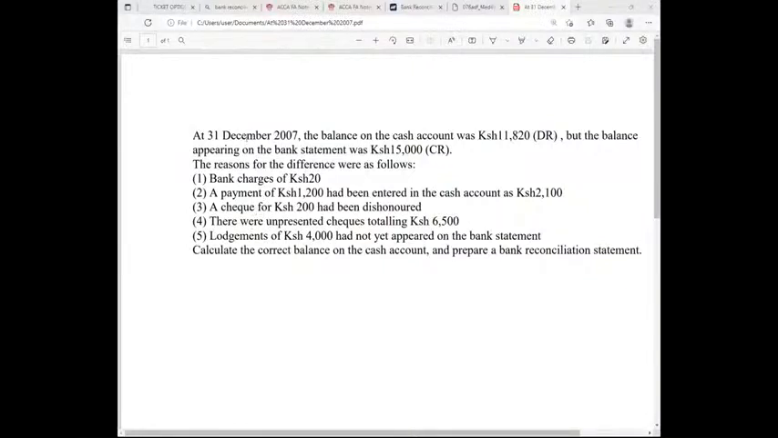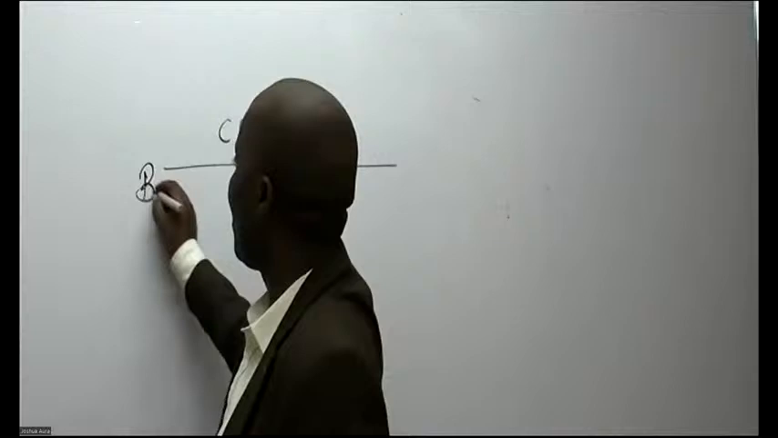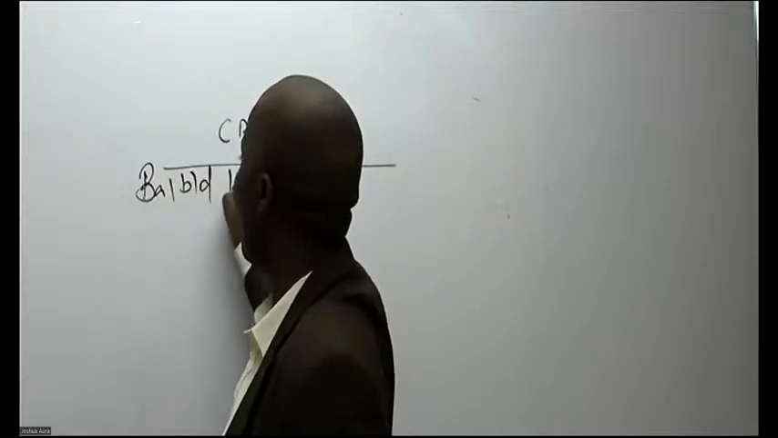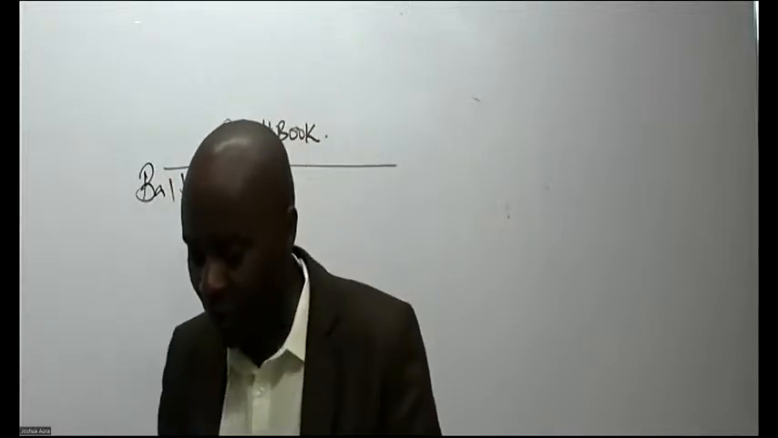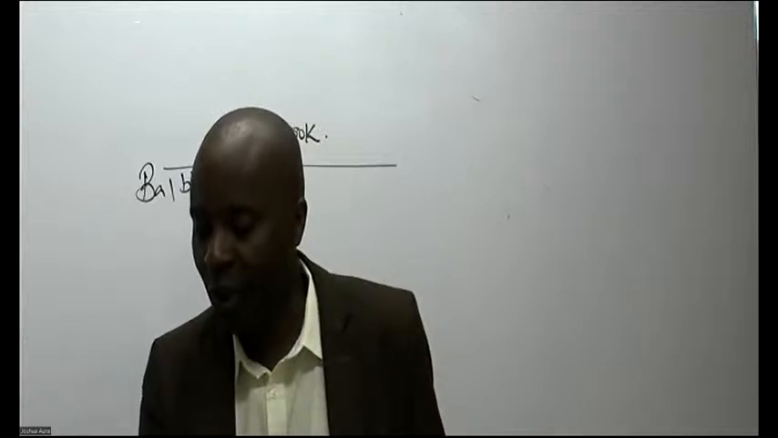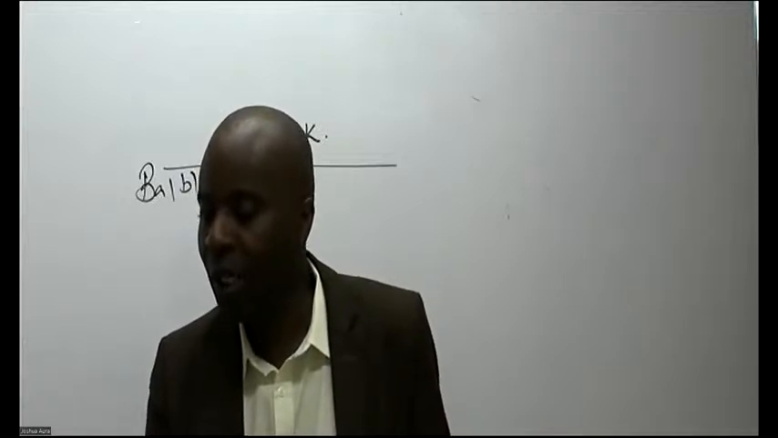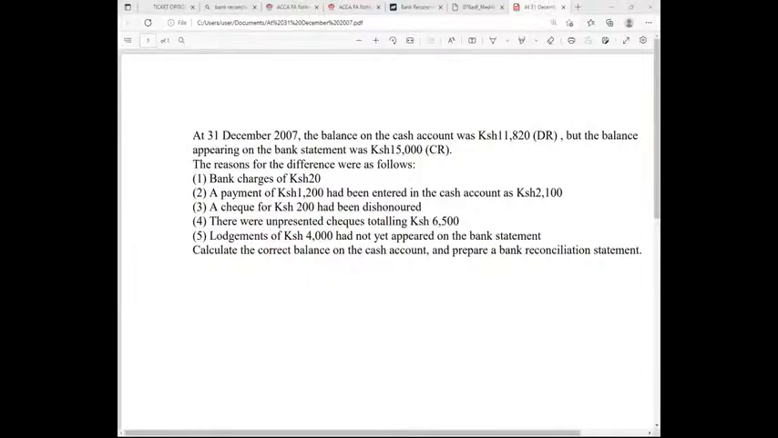So, as of 31st December 07, the balance on the cash account, the same as the cash book, was 11,820. So this is debit. So we have here balance brought down, I've forgotten the figure now. As age is catching up, you forget very fast. 11,820.